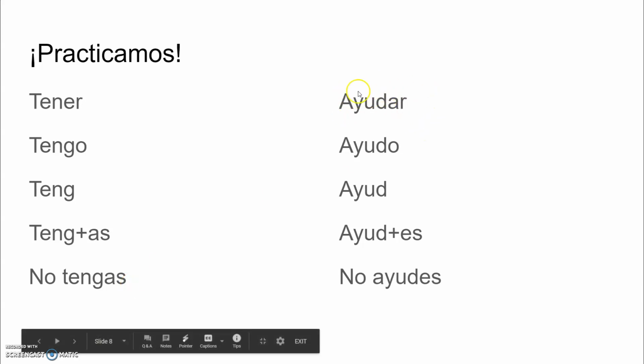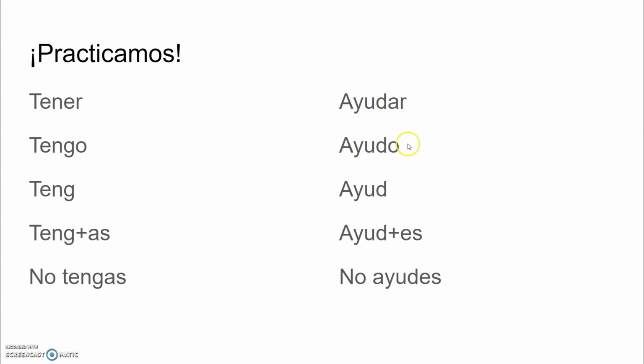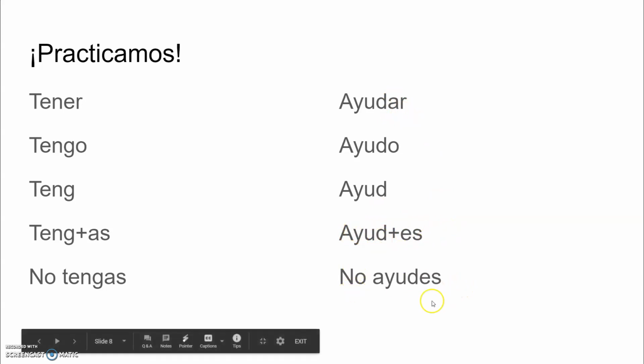We have another example here. It's AR verb ayudar. The yo form is ayudo. That's step 2. Step number 3, we're going to subtract that O. Step number 4, we're going to add ES because it's an AR verb. We have ayudes. Step number 5, add no. No ayudes means don't help.